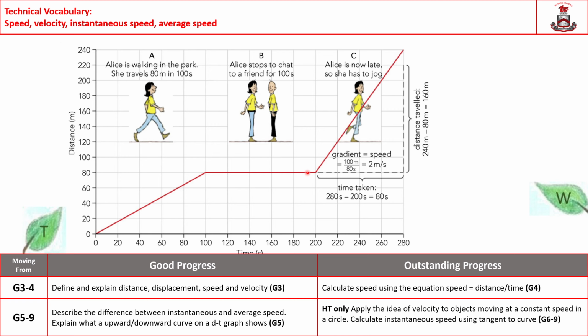Then, what you'll notice is this section here is steeper than section A, as in the slope is steeper. In 100 seconds for section A, Alice moved 80 meters. Now, she moves much more than 80 meters. So there's 160 here. She moves 80 meters in 40 seconds. So actually, in half the time, she moves the same distance. So she's moving faster.